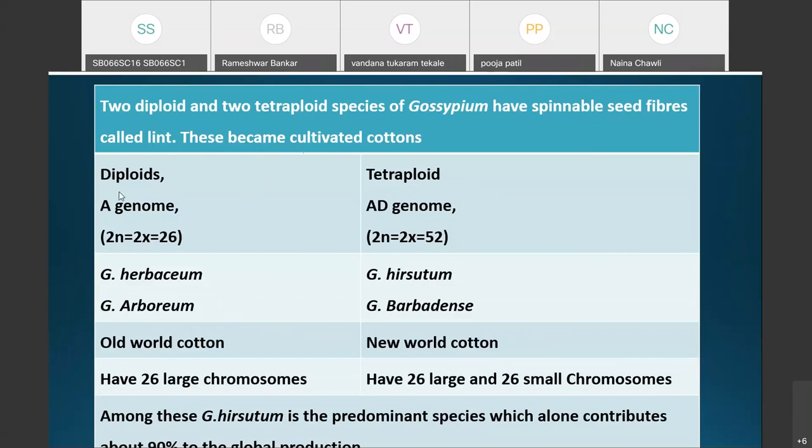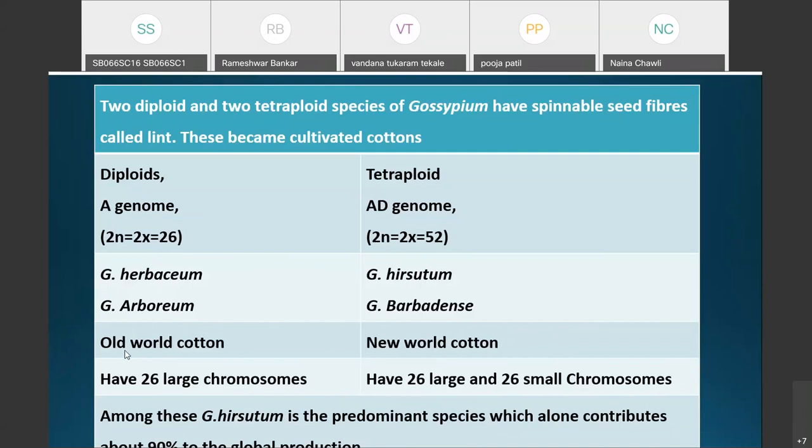The two diploid species have 26 chromosomes. The two diploid species are Gossypium herbaceum and Gossypium arboreum. Gossypium arboreum and Gossypium herbaceum are said to be the old world cotton.